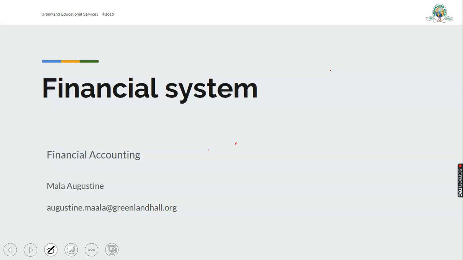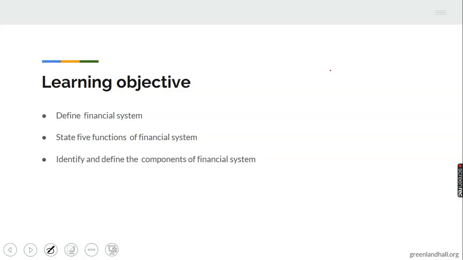Before we go ahead and look at this, we'll first of all look at the learning objective. The learning objectives include: 1. You should be able to define financial system. 2. You should be able to state 5 functions of financial system. And 3. You should be able to identify and define the different components of financial system.